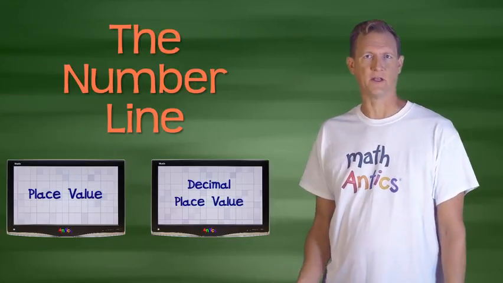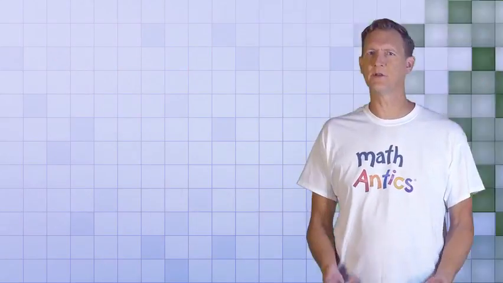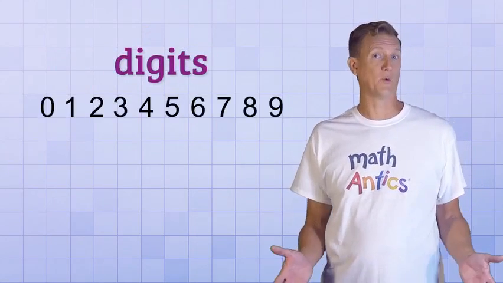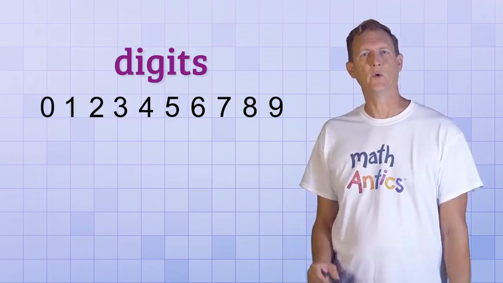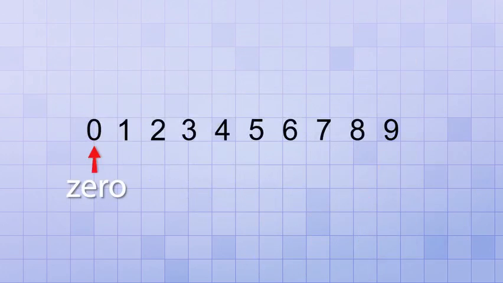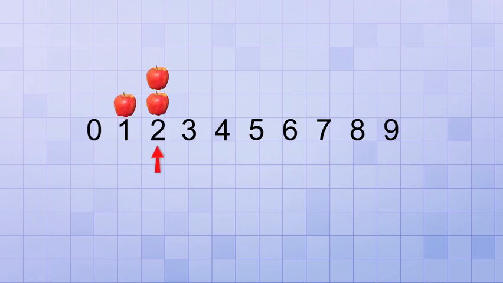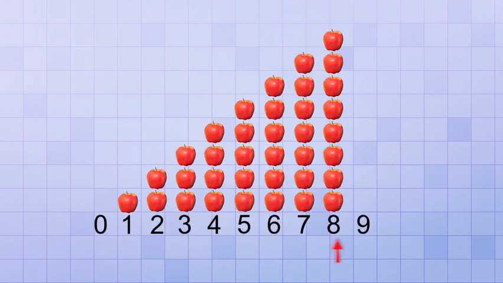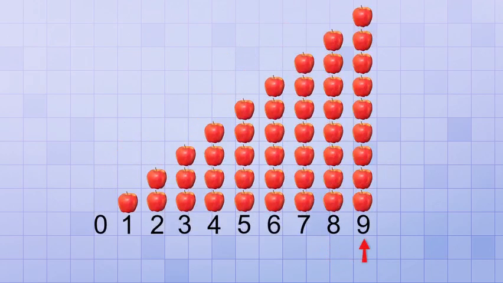In the place value videos, you learned that our base 10 number system uses 10 different digits to express any number. But we didn't just use those digits randomly. We used them in a specific order for counting. We started with 0, which represents the idea of having nothing, and then the next digit we used was 1, which represented a single apple in our example. Then, if we got another apple, we used the digit 2, then another 3, then 4, 5, 6, 7, 8, and finally 9, which is the last of our 10 digits.